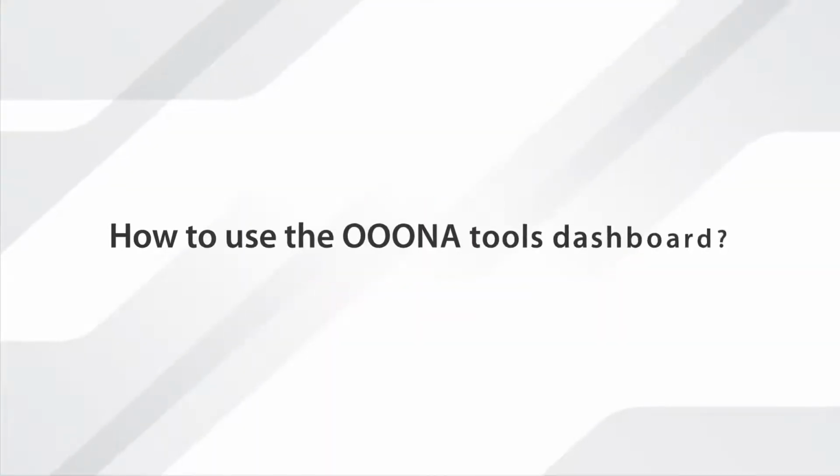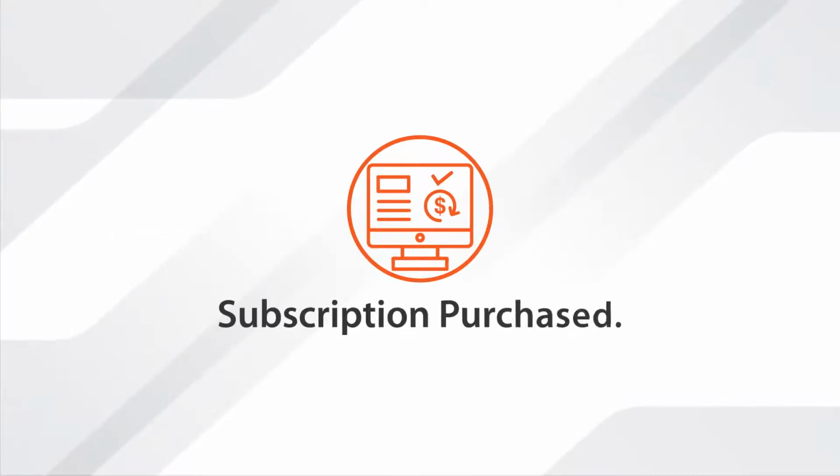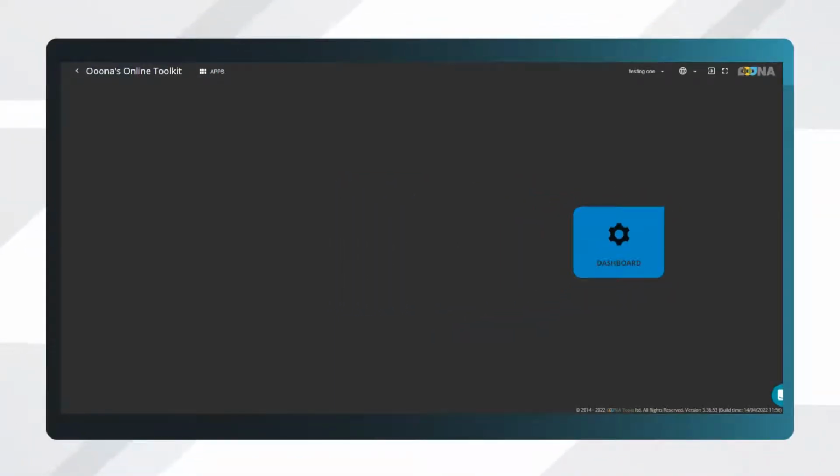How to use the OOONA Tools dashboard. When purchasing more than one subscription of a product, a dashboard will be added to the user's apps. The dashboard lets you add new users and allocate licenses to them.